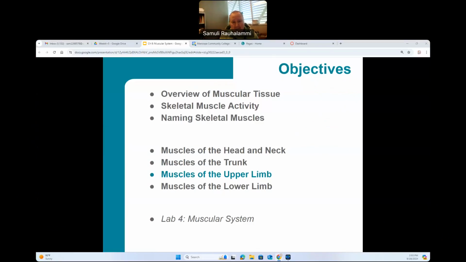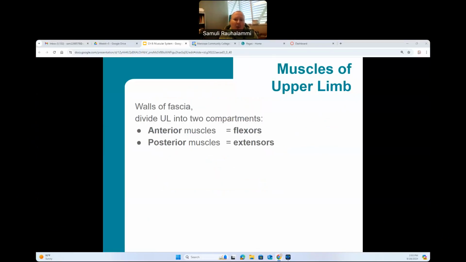So it's noteworthy to pay attention here that the fascia, the connective tissue, typically divides the upper limb, especially the arm region, into two compartments. And typically we see that the anterior muscles are responsible for flexing, whereas the posterior muscles are responsible for extending. So we can already figure out a little bit about these muscles based on which side of this fascia layer, or fascia compartments, they sit on.